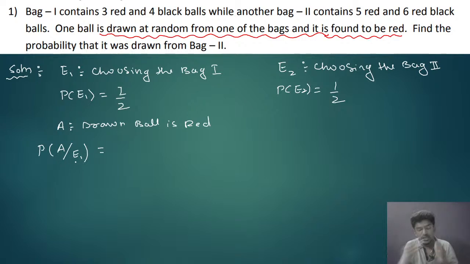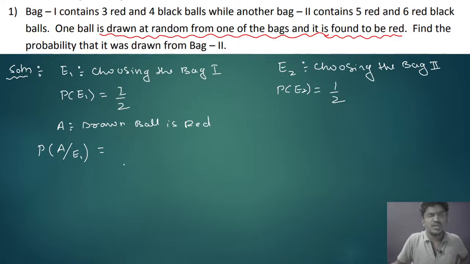That means you have chosen bag 1 already, that is over. So from that bag 1 you are taking a red ball. That is P of A given E1, that is, P of A bar E1 means probability of A such that E1 is already occurred. That way you have to read it. That means probability of drawn ball is red such that it is from bag 1.